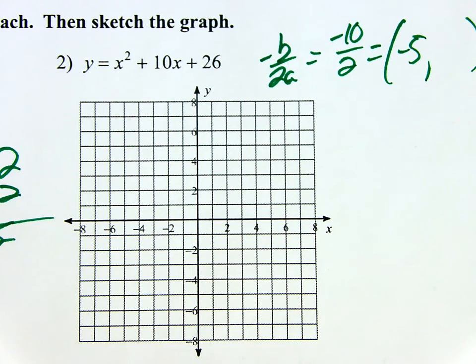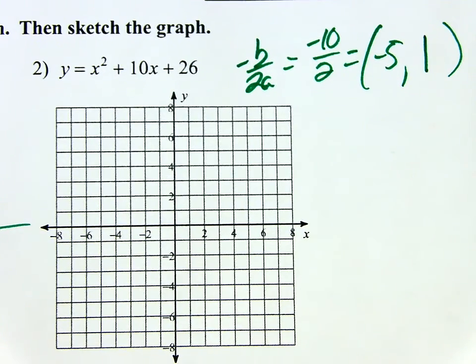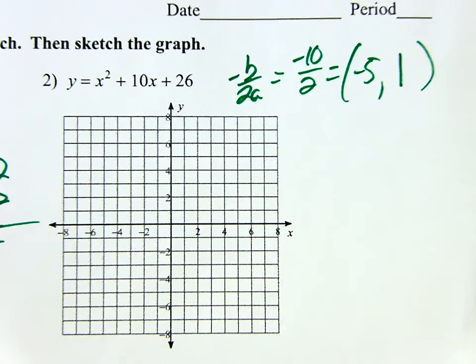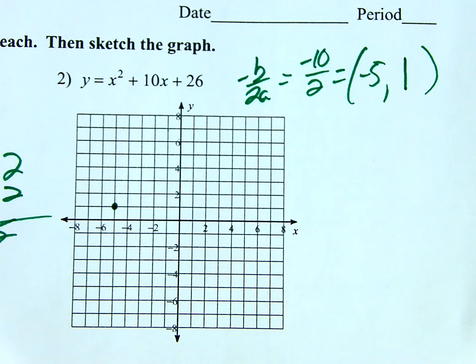So plug negative 5 back in and see if you can figure out where. Don't say it out loud, just get your answer. One is correct. Did everybody get one? Okay, perfect. So now I know my vertex is at negative 5, 1. I also know a whole bunch of other things.